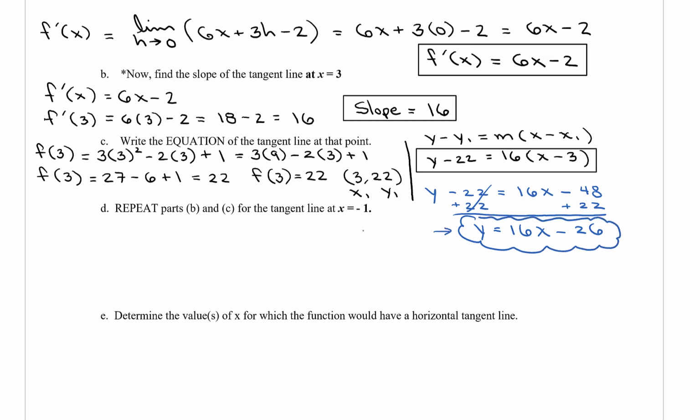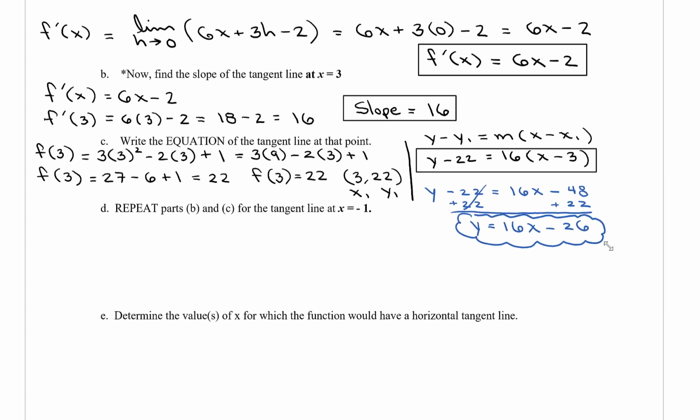All right, for part D, it says repeat parts B and C for the tangent line at x equal to -1. I'm going to just erase the part that said slope-intercept form, and I'm just going to shrink the work that I did for the slope-intercept form, and I'm going to raise it a little bit so I have more space to do part D.